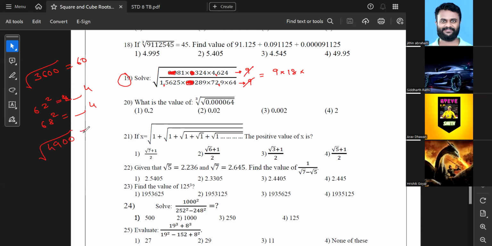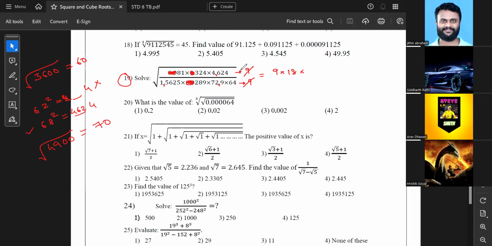Let's try, because I know that the square root of 4,900 is 70. I can see that this number is close to 49 and very far away from 36, which means the probability of 62 is less and the probability of 68 is more. So I'll just cross verify, and fortunately the square of 68 is 4624. So 4624 it is.